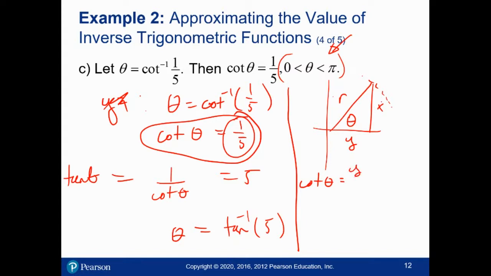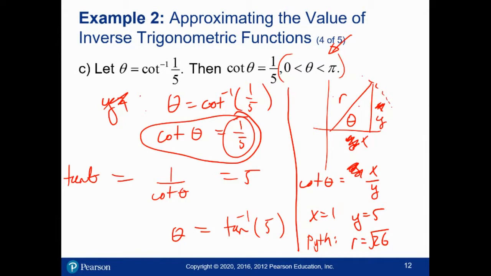Then cotangent of theta, pardon me, is always y over x. Oh, no wonder it looked so weird. The vertical is usually labeled with y, and the horizontal is usually labeled with x. So cotangent is x over y. So I can go ahead and declare, since the cotangent was given to be 1/5, let's just let x equal 1 and y equal 5. By the Pythagorean theorem, we get r is equal to the square root of 26.